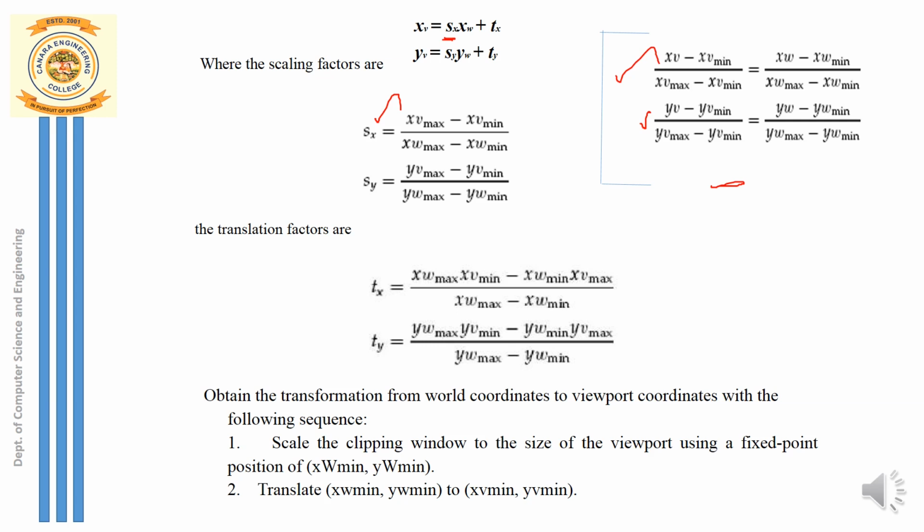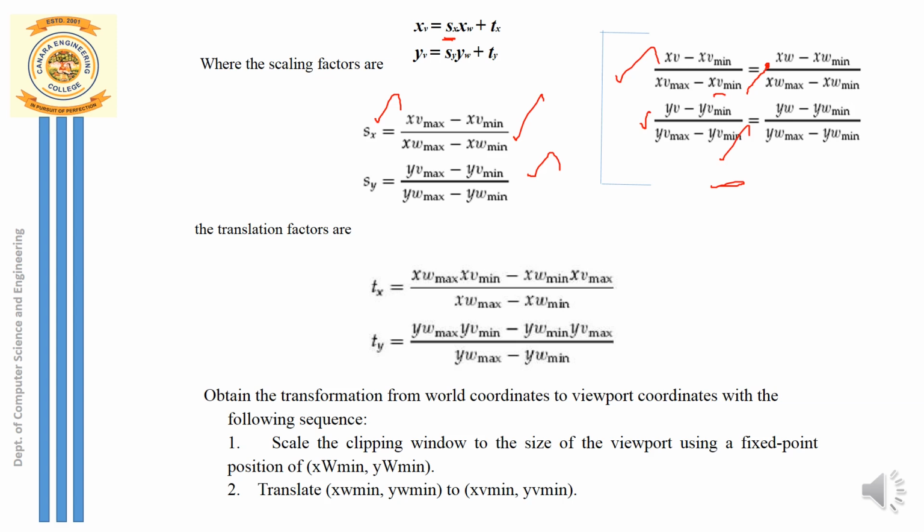It is given by xv max minus xv min. After cross multiplication, this goes onto the numerator, divided by xw max minus xw min. So xv max minus xv min divided by xw max minus xw min is our scaling factor along x. What is the scaling factor along y? Similarly, yv max minus yv min divided by yw max minus yw min. So I have the two scaling factors along the x and y axis respectively.